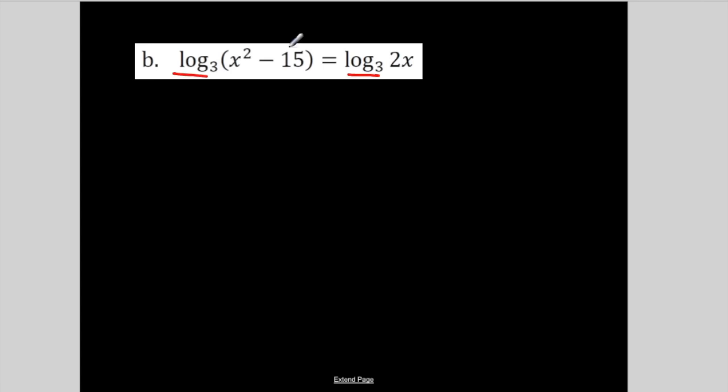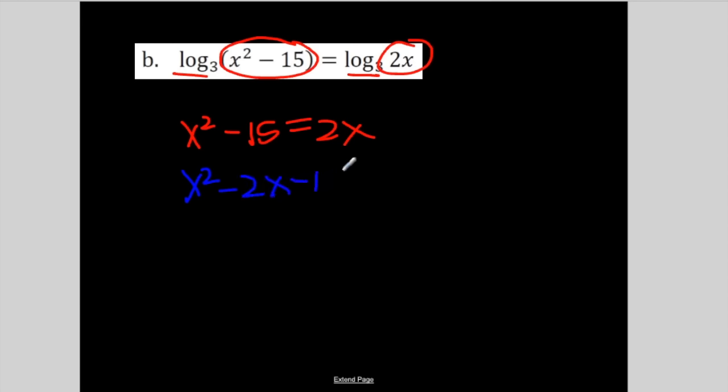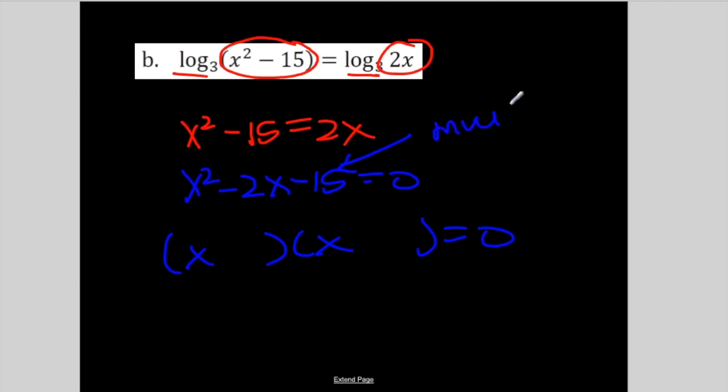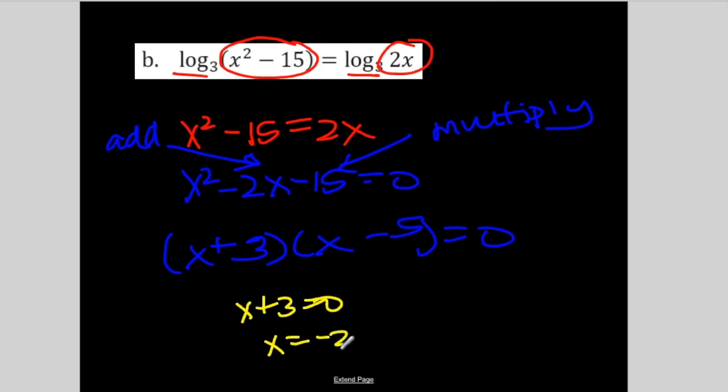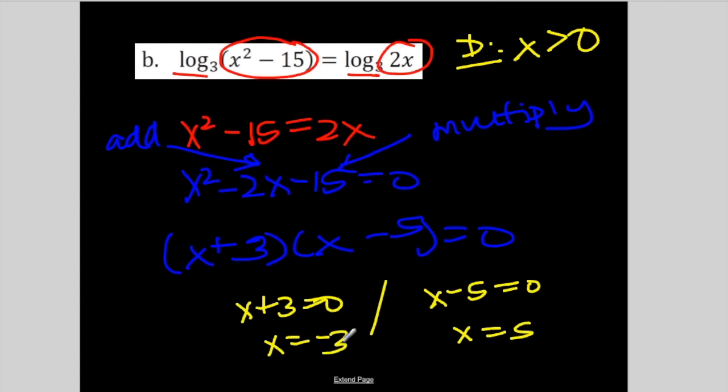We have log base 3, so that means what's on the inside is equal to each other. So I would have x squared minus 15 is equal to 2x. I notice once again quadratic. So I'm moving everything to the left-hand side. And I factor what multiplies to negative 15 but adds to negative 2. 3 and 5. For the 2 to be negative, it has to be negative 5, positive 3. Then I would solve x plus 3 equals 0, so x equals negative 3. x minus 5 equals 0, so x equals 5. Domain, once again, is that x has to be greater than 0. So when I plug them in, this would make it negative, which doesn't work, so my answer is x equals 5.